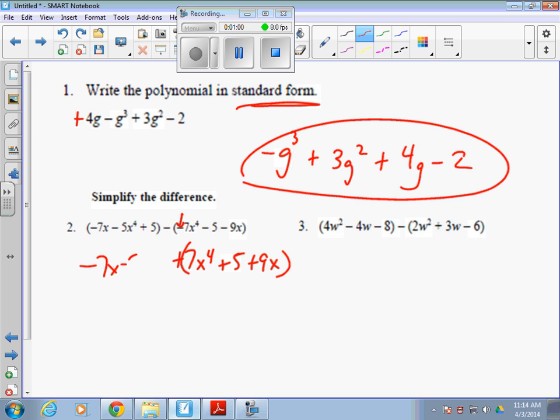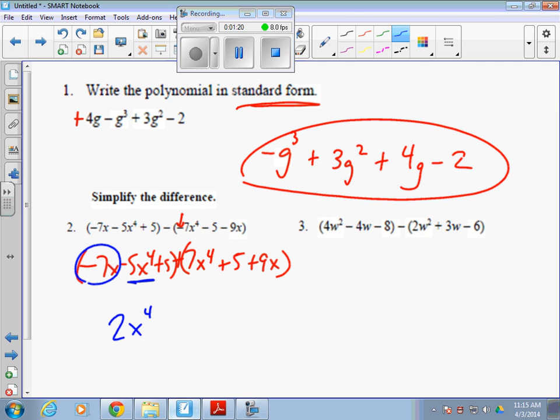Negative 7x minus 5x to the 4th plus 5. You can use the vertical or the horizontal method. Some of y'all were saying you prefer the vertical method yesterday. That's fine. Negative 5x to the 4th is going to come first. It's the biggest degree. Plus 7x to the 4th. So negative 5 plus 7 leaves you with 2x to the 4th.